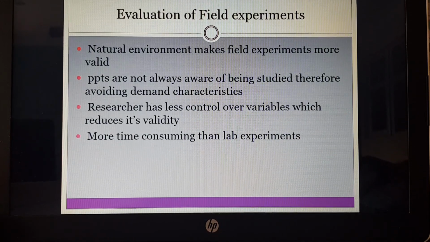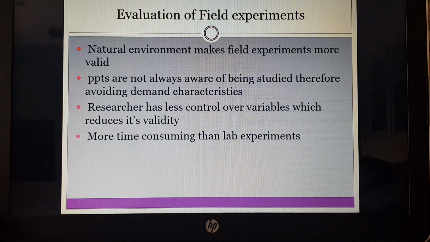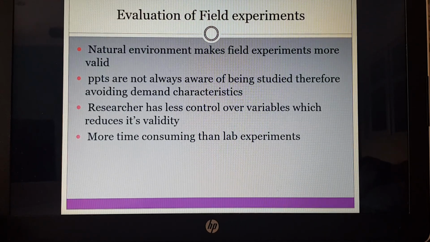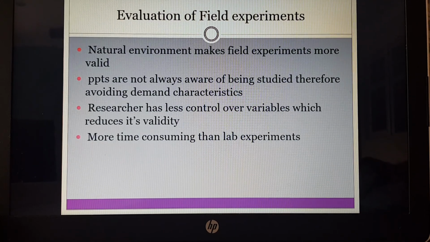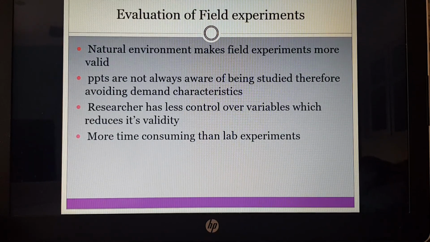Because it's a field experiment in a natural environment, the researcher does have less control than in a lab experiment, which does reduce its validity because we can't control everything. And field experiments finally are more time consuming than lab experiments, because it's very difficult to conduct an experiment in a natural setting, as so many factors have to be taken into account and controlled.